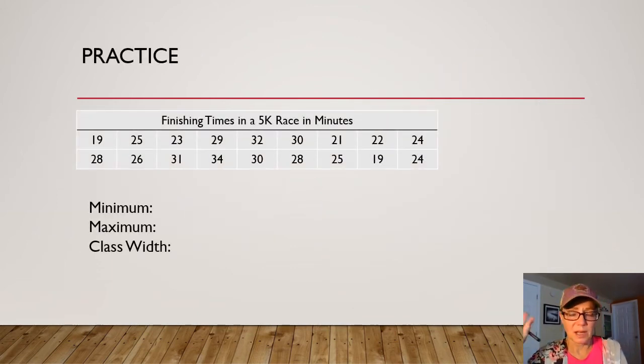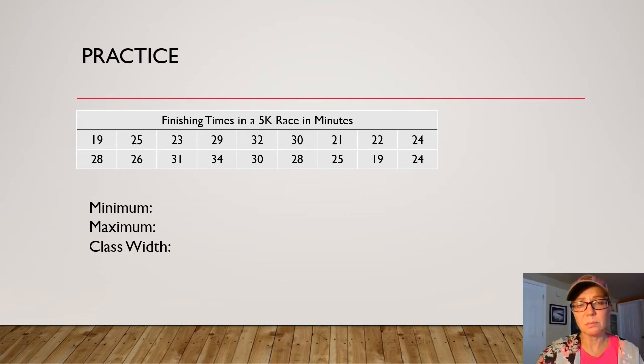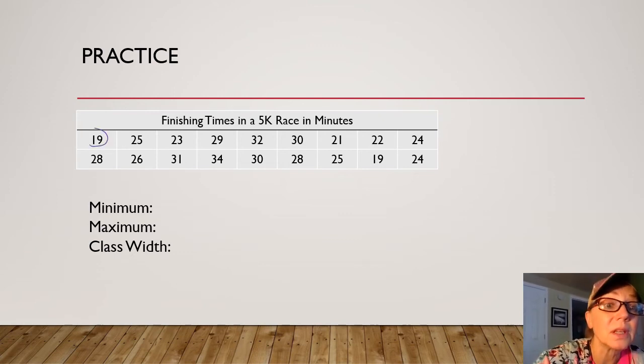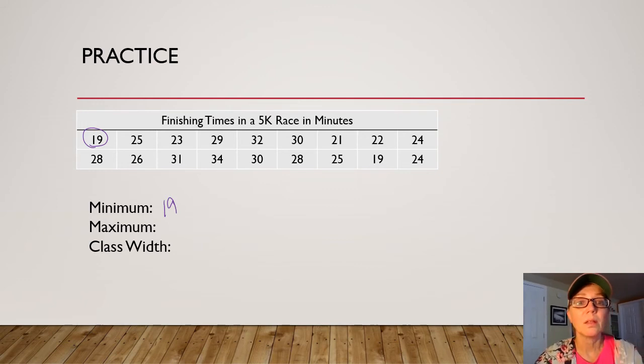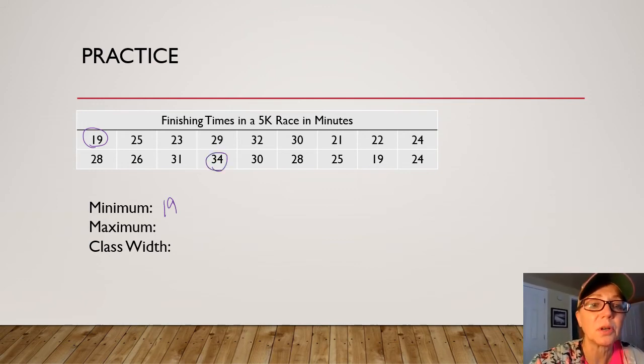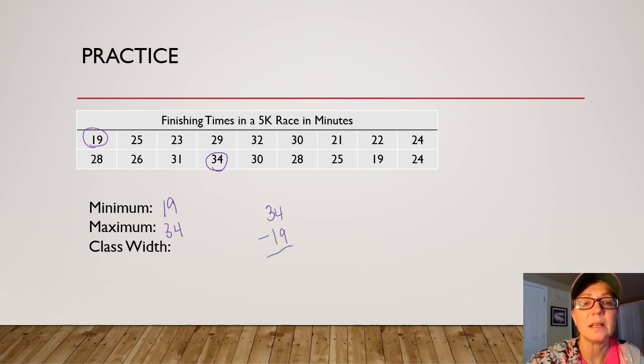Now we're going to try this one more time, and then we're done with histograms. So here's some data on the finishing times in a 5K race in minutes. When they measure a race, they go to tenths or even hundredths of a minute. They include some seconds or some decimal parts of the numbers. But this has been simplified because this is Algebra 1. The minimum value in this table is 19. The maximum value in this table is 34. So we're going to take 34 and subtract 19 to find the range of the data.